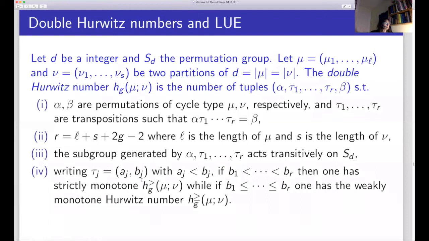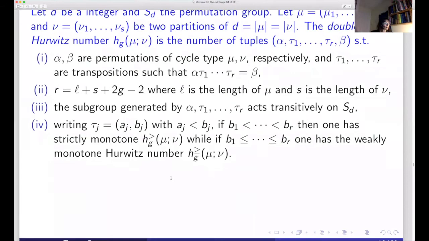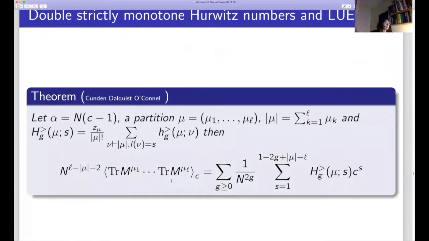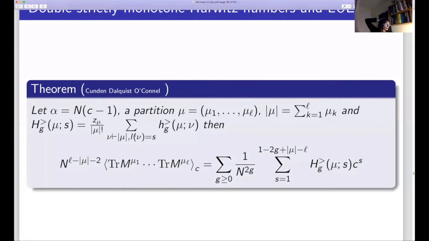I'm indicating with the symbol plus, positive or bigger, and bigger or equal to indicate strictly monotone or weakly monotone. Okay, so this is the object, and probably the example in this audience I can skip, and let me tell the result. This is due to Cunden, Dahlqvist, and O'Connell. You need to do a rescaling, in the alpha of the Laguerre unitary ensemble, and the alpha has to go to infinity like n. So we introduce a constant C, and this is my new parameter. So alpha is rescaled in this way.